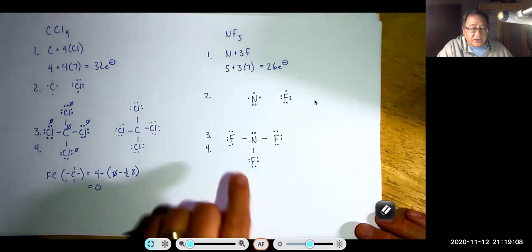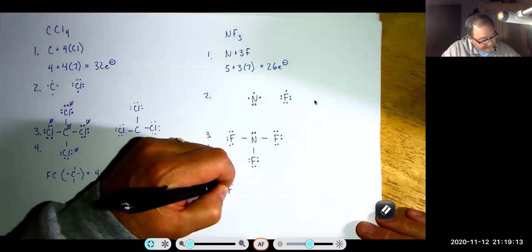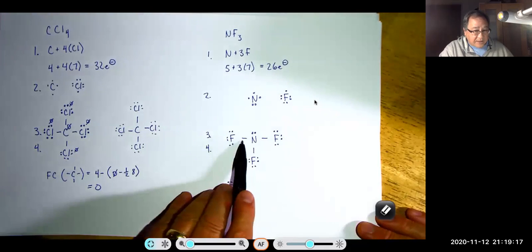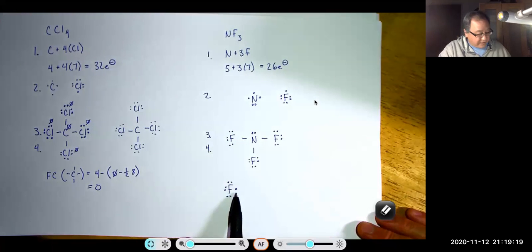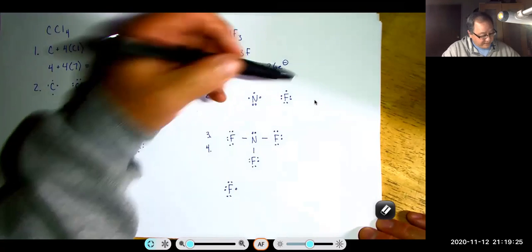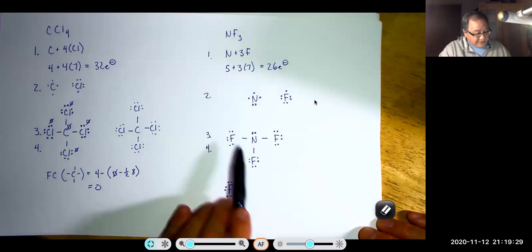The formal charge on this fluorine, so I'm going to do this differently. The formal charge on this fluorine is going to be V minus 6 plus half of the bonding electrons. So that's what it looks like. So it has 7 valence electrons. And if it has 7 valence electrons, and it normally has 7, the formal charge is 0. So that fluorine's a 0, that's a 0, that's a 0.